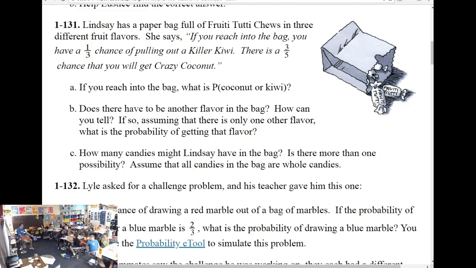So Lindsay tells you, I've got a bag full of candies, a paper bag, so you can't see into it. If you reach into the bag, you have a 1/3 chance of pulling out killer kiwi. Sounds dangerous. And a 3/5 chance you will get crazy coconut. So, what is the probability that you will get coconut or kiwi? Solve that at your table group right now, please. Coconut or kiwi?